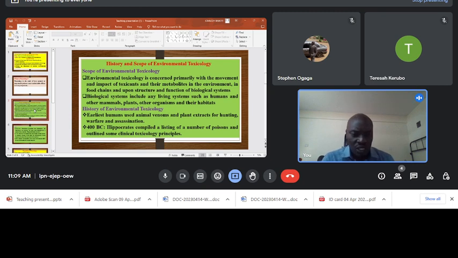Toxicology started in the past, whereby people were using animal venoms and plant extracts for hunting, warfare, and assassination. So people were using these toxicants from these organisms to kill other organisms, in their hunting and even assassination, meaning these toxicants were affecting these organisms. That's why they were used in these activities. In 400 BC, a philosopher known as Hippocrates compiled a listing of a number of poisons and outlined some of the clinical toxicological principles.